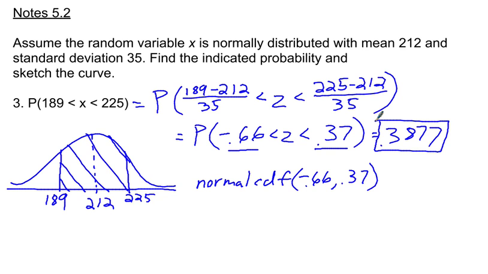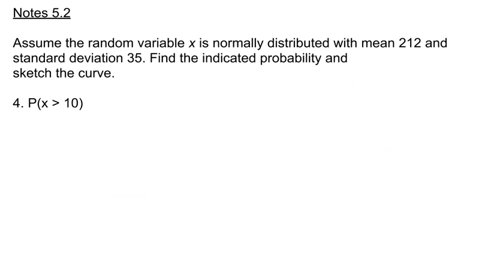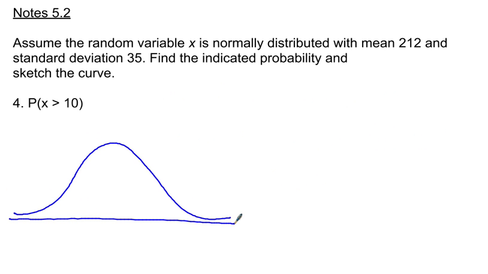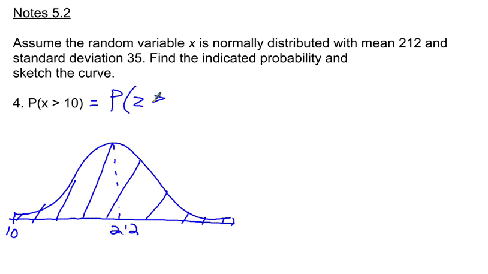And then the last example, we're looking at the probability that x is greater than 10. So on our normal curve for this distribution, our mean is still 212. And with a standard deviation of only 35, the data value 10 is way over to the left, really far to the left. We want the probability that x is greater than 10, so it's this whole area over here. Now if I go to standardize this, it'll be z is greater than 10 minus 212 divided by 35.